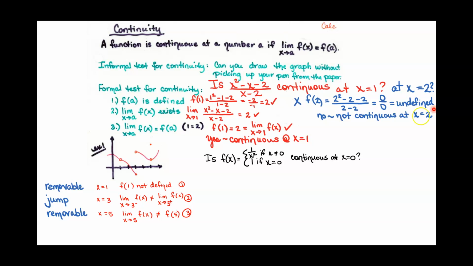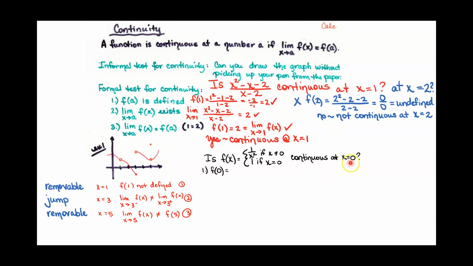All right, let's look at another one. For this next one, they ask me if f of x is equal to 1 over x squared when x is not equal to 0, and 1 when x is equal to 0, is that function continuous at 0? All right, so again, we're going to use our three-part definition. So step number 1, we want to find out, is f of a defined?